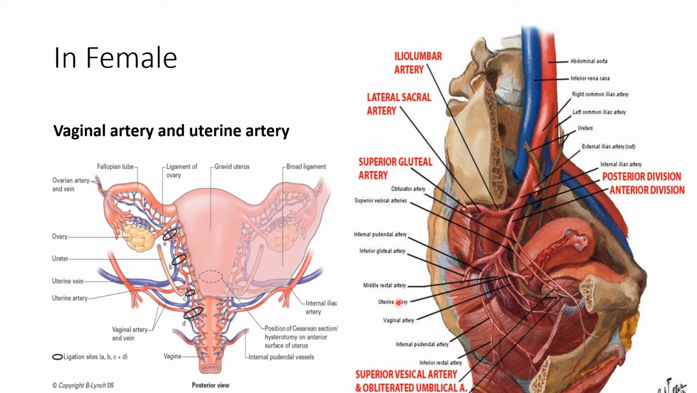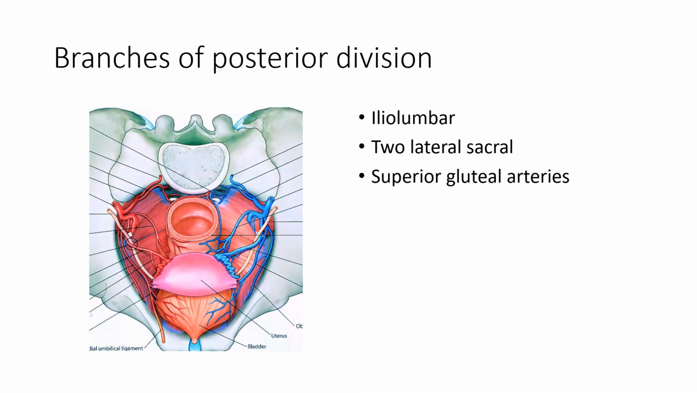The uterine artery supplies the urinary bladder, the terminal part of the ureter, the vagina, the uterus, part of the uterine tube, the ovary, and the other contents of the broad ligament. So these are the arterial supply of the uterus. The uterine artery and the vaginal artery are both branches of the anterior division of the internal iliac artery.